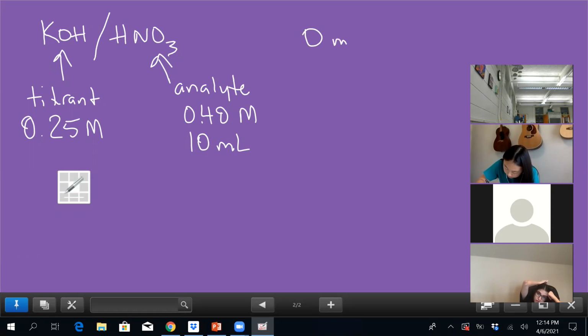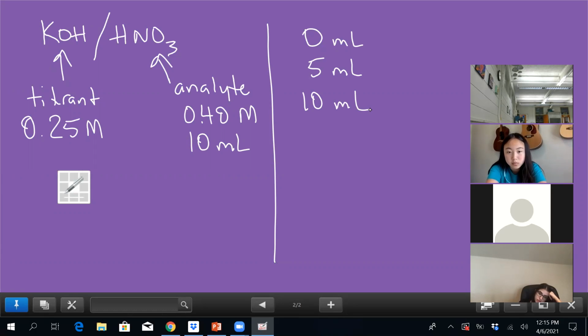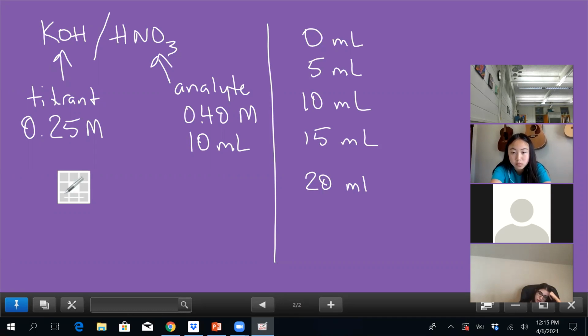Our volume points are going to be 0 milliliters of titrant. These are volume points of titrant. 0 milliliters of titrant, and then we'll do 5 milliliters, 10 milliliters, 15 milliliters, 20, 25. Okay.